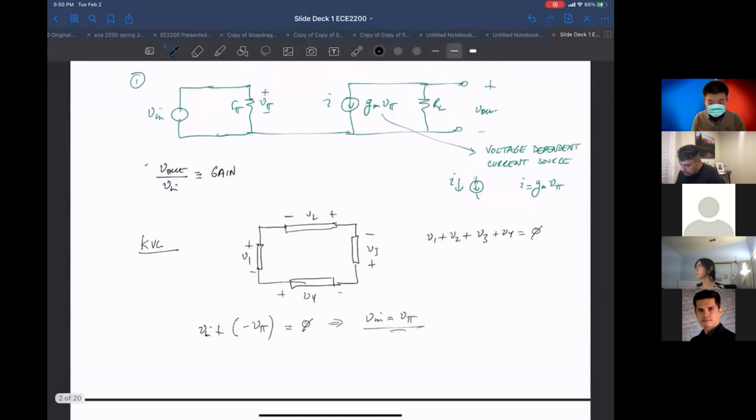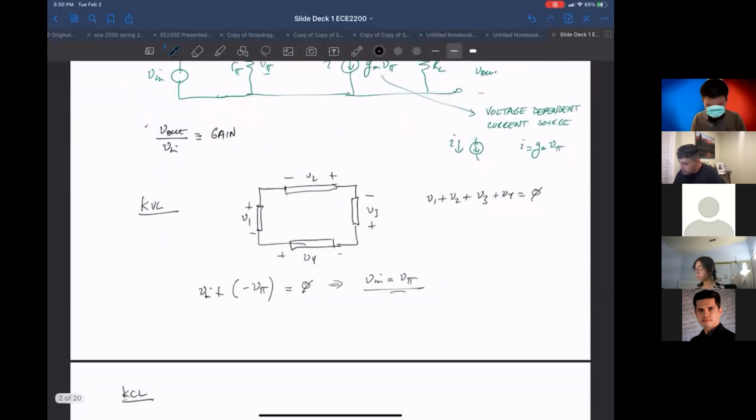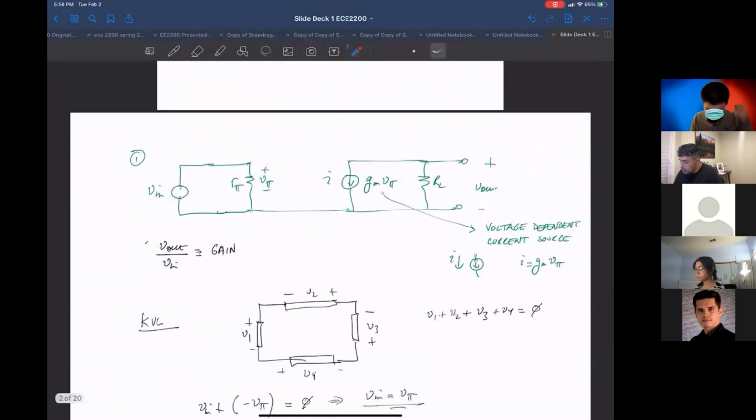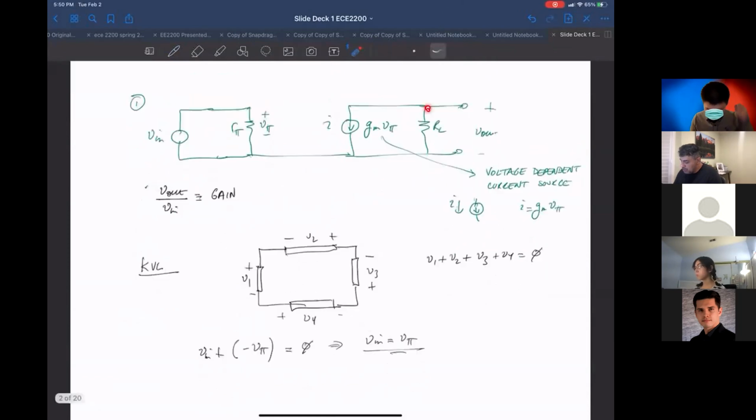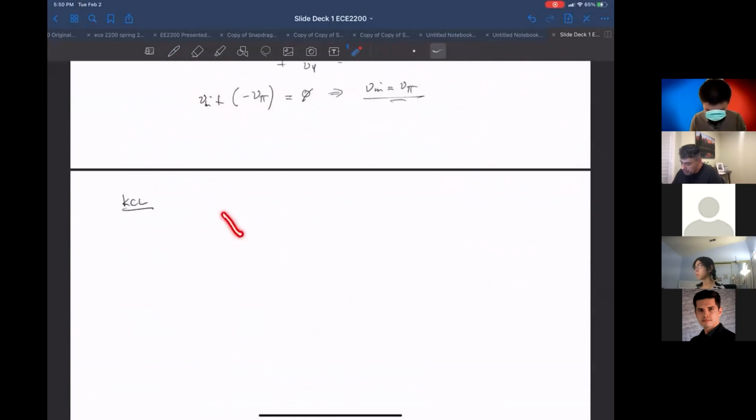The second thing you want to do is Kirchhoff's current law at this particular node here, which is the output node. What Kirchhoff's current law says is if you have a node, so let's say this is the node, and I have a bunch of currents going into here.